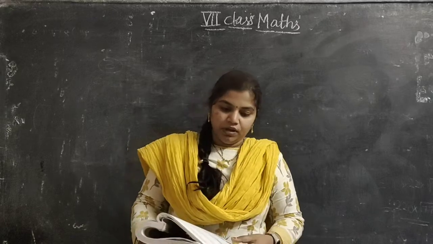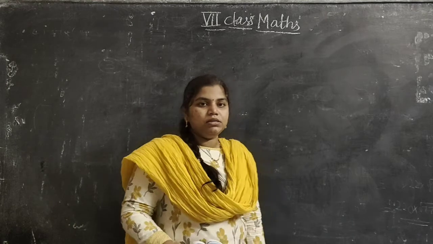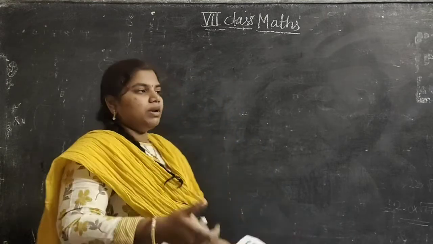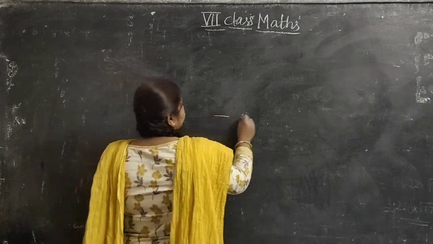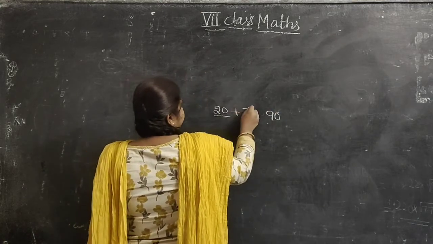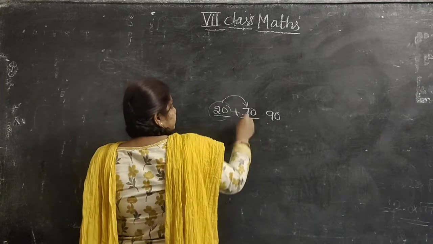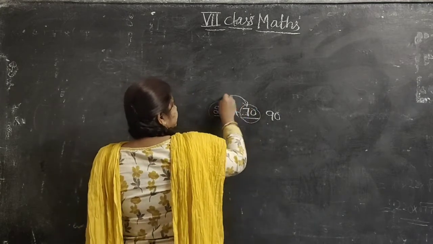Good morning everyone. In the last class we discussed complementary angles. What do you mean by complementary angles? If you add any two angles, the sum should be equal to 90. We can take 20 and 70. The complement of 20 is 70, and the complement of 70 is 20.